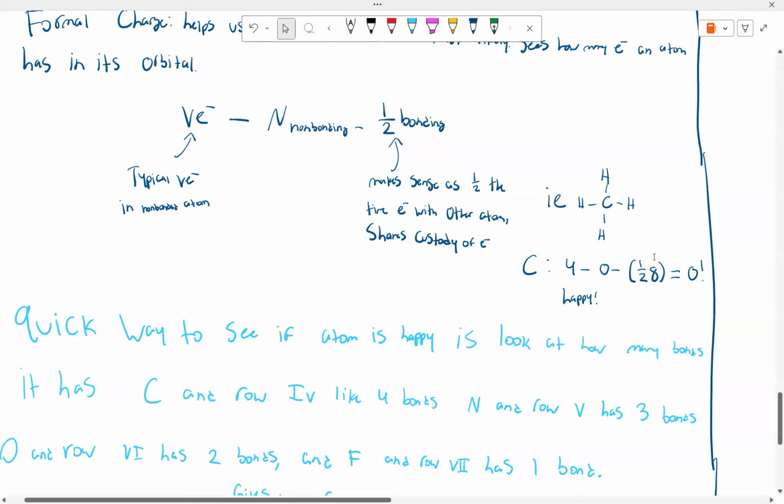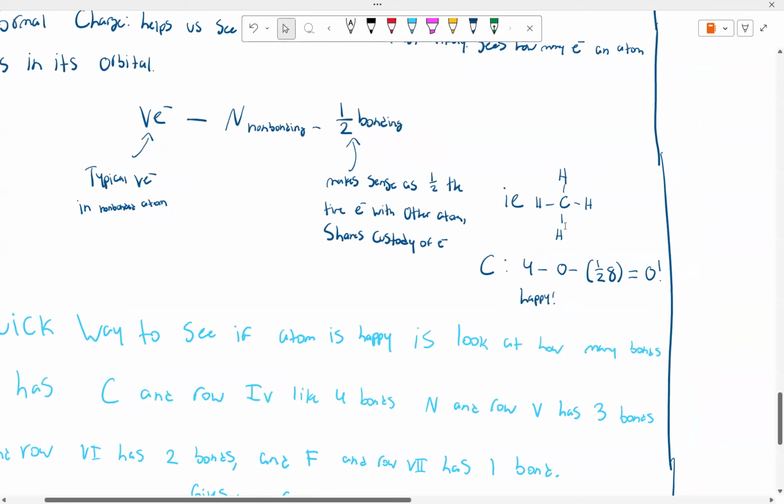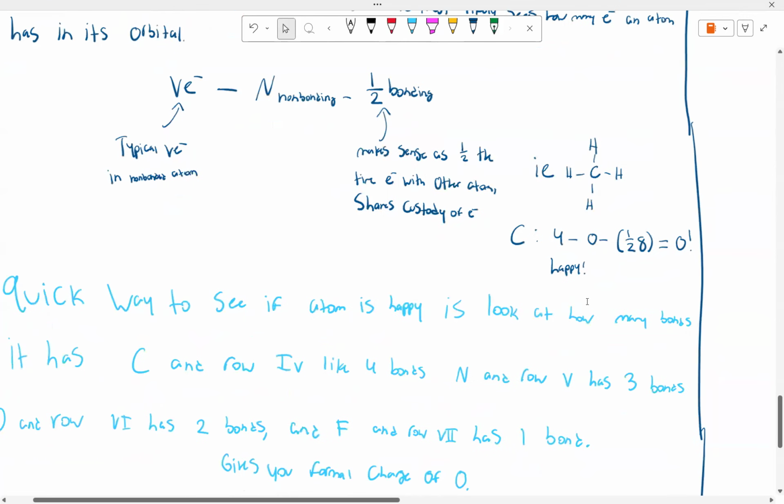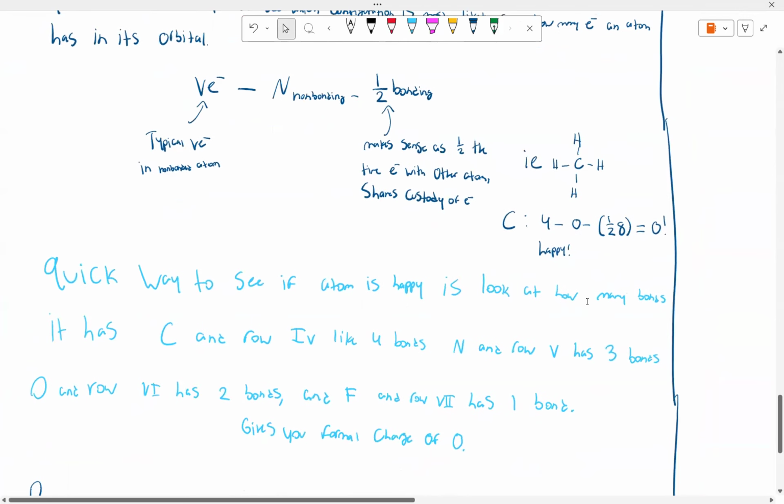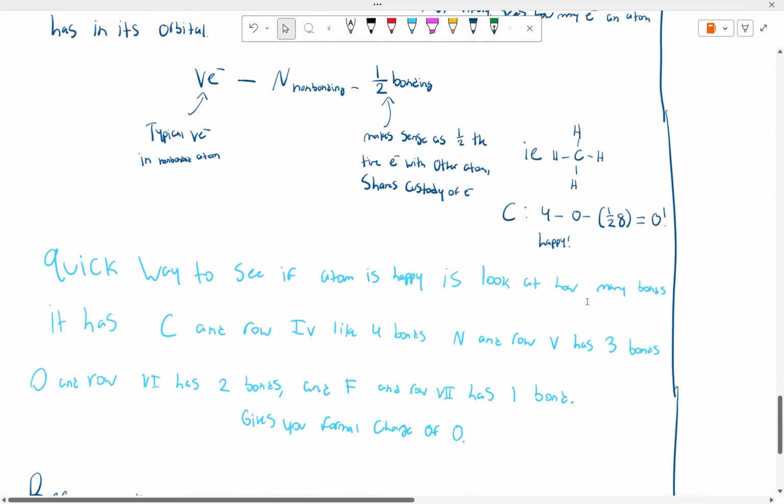So in this case, I have just CH. Carbon, remember, has four valence electrons, minus zero because there are no lone pairs, then minus one half of eight since it has four bonded pairs, which is equal to zero. So it's happy. There is no formal charge. A quick way to see if an atom is happy or has no formal charge is to look at how many bonds it has, relatively speaking.